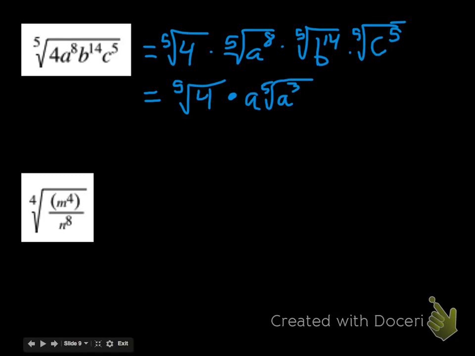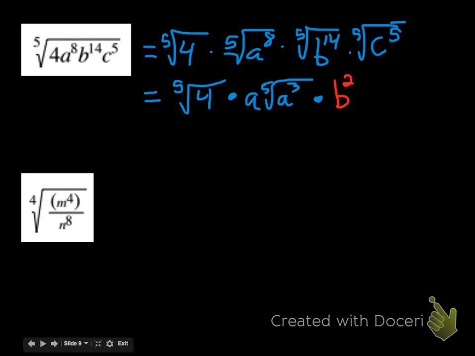Fifth root of b to the 14th. Well, that means I've got 14 b's lined up, right? I'm looking for sets of 5. So first of all, how many sets of 5 b's will I have? Yeah, I have 2 sets of b's. So instead of having just one b out in front, let's go to a different color here. I'm going to have b squared, right? Because I'm taking out 2 sets of b's.